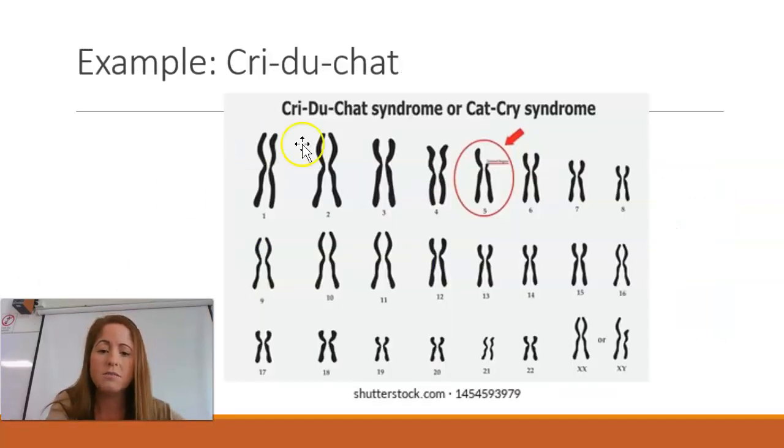So when we look at some examples of these, an example of a deletion is Cri-du-chat or cat-cry syndrome. And so in this case, a portion of chromosome 5 is deleted. This is a pretty serious syndrome. The reason it's called this is because babies that have it typically sound like a cat when they cry. And so that's where it gets that name.